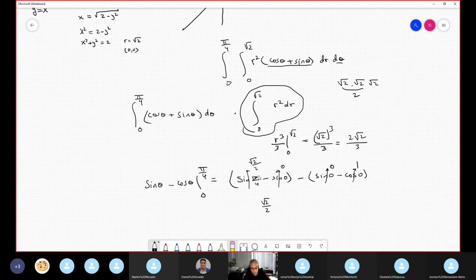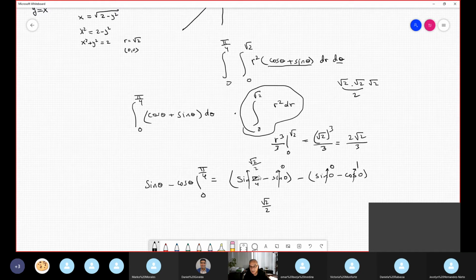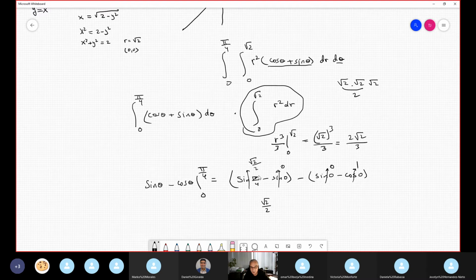Now let me see, what's the mistake? 2 radical 2 over 3, radical 2 minus. Yeah, got it. I'm crazy. This is pi over 4, right? Yeah. Okay. So you evaluate this function at pi over 4. This is pi over 4. And the mistake was, let me see. Okay, you evaluate at pi over 4 first. This is sine, and this is cosine. Cosine pi over 4. You evaluate pi over 4 here, the upper limit.